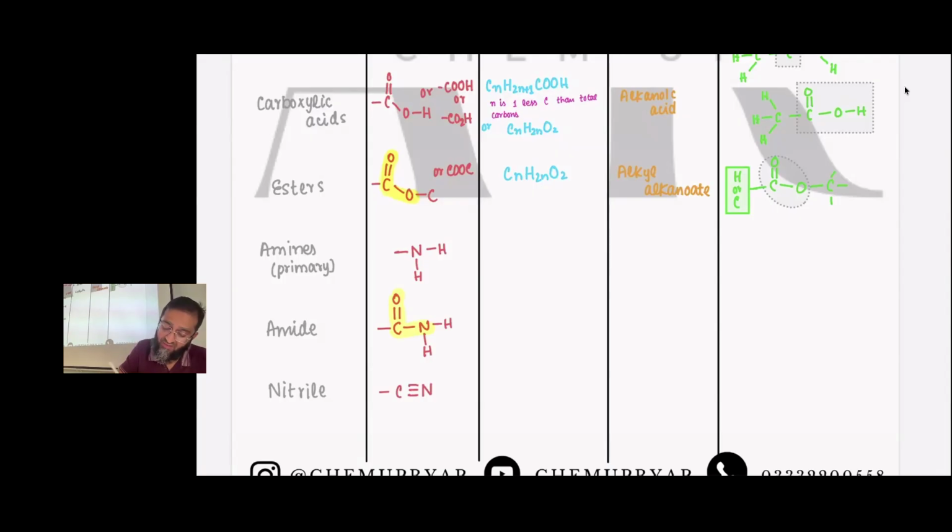Okay. Now, if we go over their general formulas, so this one is CnH2n+1NH2. Plus 2 over here, CnH2n+1NO.